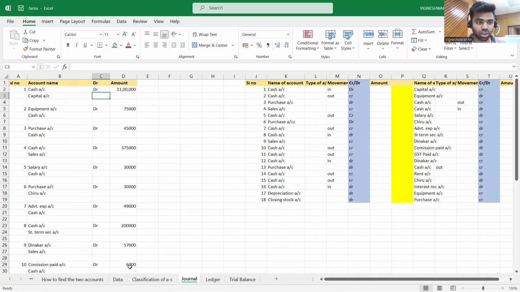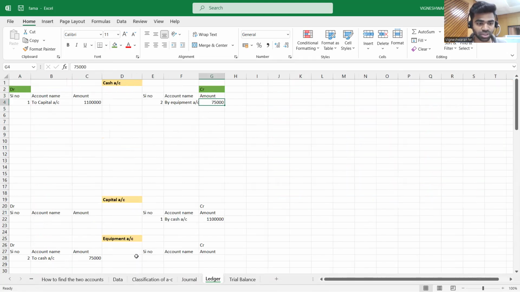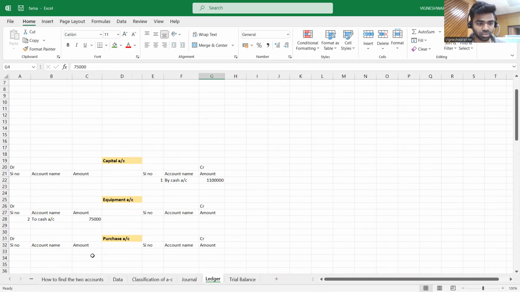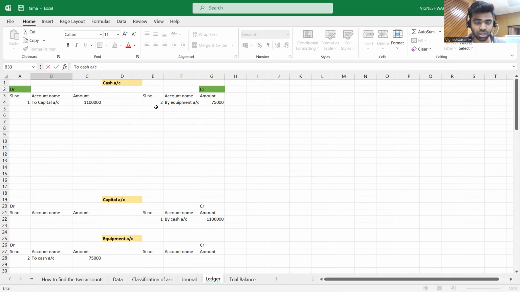Now I have to write the third one. Purchase account, debtor, cash account. So in the purchase account, on the debit side, I have to put 45,000. This is journal number 3, and it is "to cash account". Now the same in the cash account, on the credit side, we have to put this. By this, you will be very clear. "By purchase account", and the amount is 45,000.